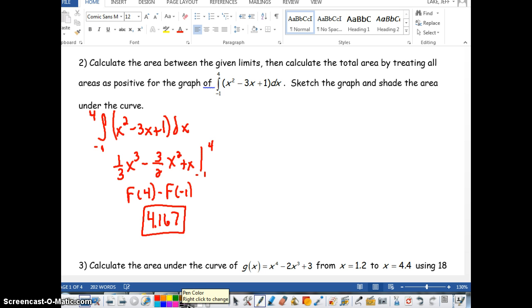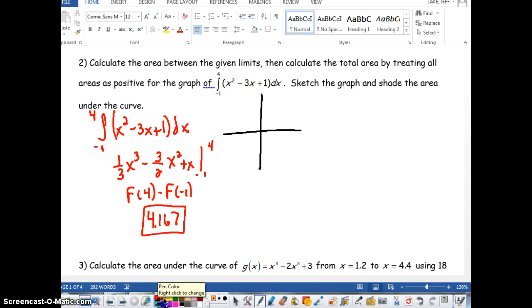Second part, it says, okay, then go through and take everything as positive. So we could have some parts of this above the x-axis, which is positive, and some parts below the x-axis, which is shown as a negative. So what I'm going to do is take that x squared minus 3x plus 1, and we're going to try to find out where exactly it is crossing. The best thing to do is honestly just to go to your calculator and graph it.